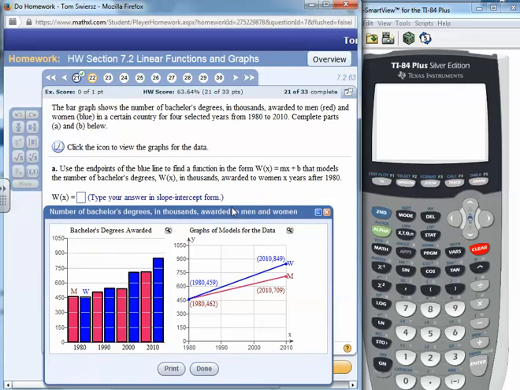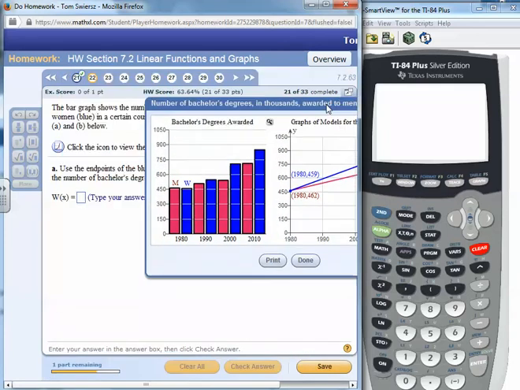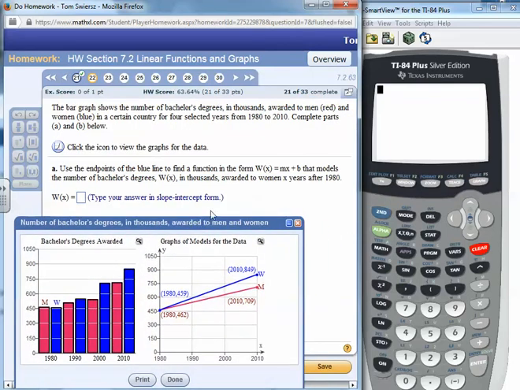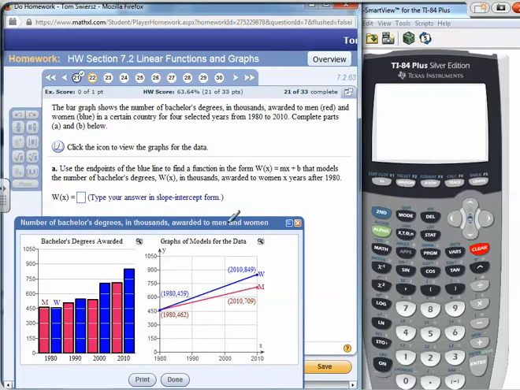We're supposed to use the endpoints of the blue line to find the function in the form W(x) equals mx plus b that models the number of bachelor's degrees, W(x) in thousands, awarded to women x years after 1980. Okay, so we're going to use the blue line. We need y equals mx plus b, right? The key is the slope and the y-intercept, right? So the points are what?